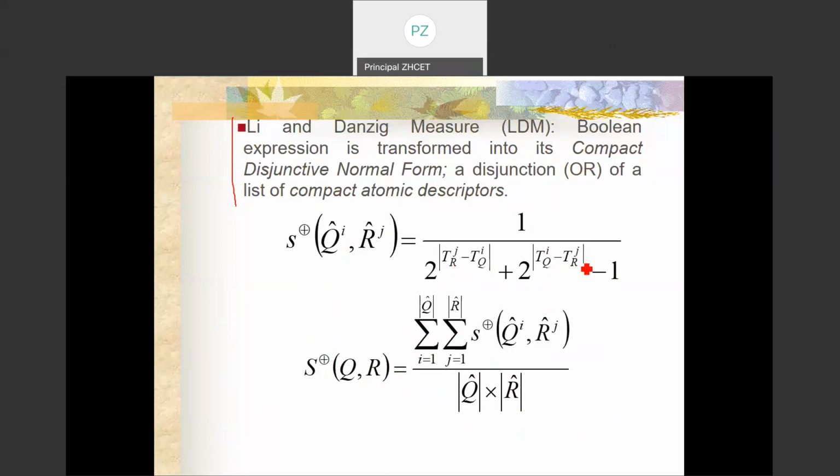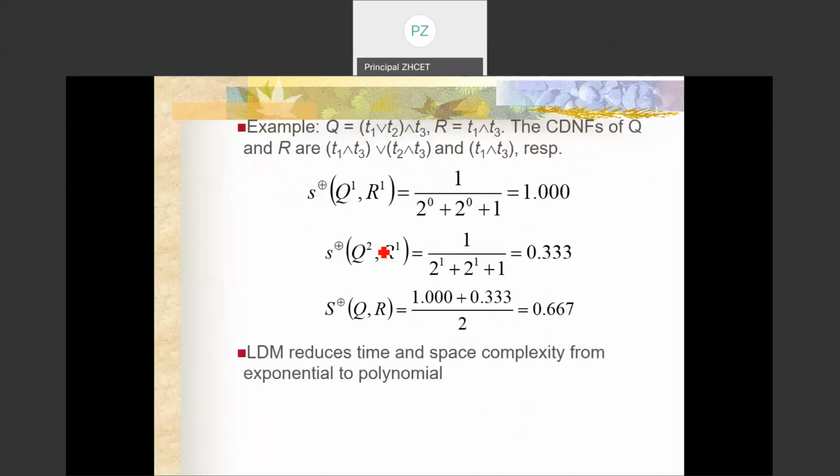So it is basically set subtraction, then minus 1. And then you take the average of all such combinations. This is basically an average: summation i equals 1 to Q, j equals 1 to R. You add all of them and divide by Q into R, the number of product terms in Q and the number of product terms in R. Let me again explain with the help of an example, the same example that we took for the Radeke measure.